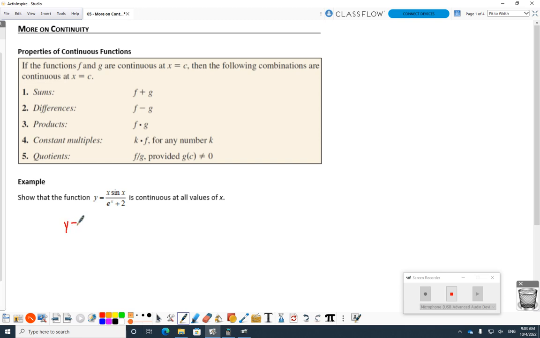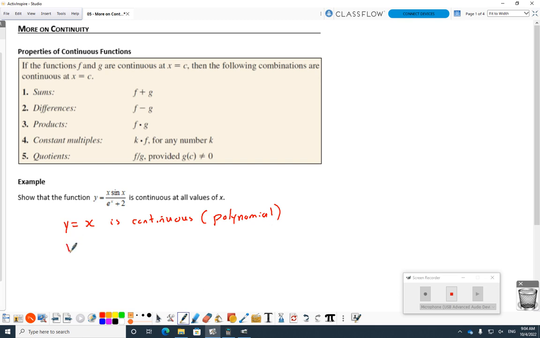y equals x is continuous. It's a polynomial. Right from the beginning of polynomials, we never worried about continuity back then. We knew we could plug in any x value to a polynomial and get a y value back. So y equals x is continuous because it's a polynomial. Now, if you're wondering where I'm going with this, it starts to fall into place in just a second.